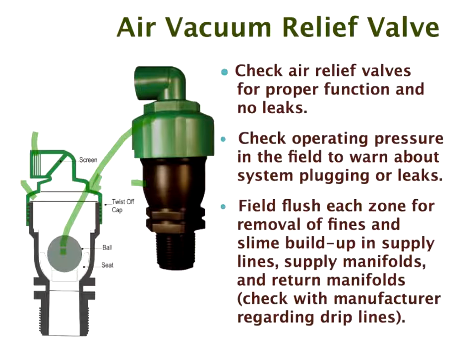So here we've got: check air relief valves for proper function and no leaks. Check operating pressure in the field, which you can do either here or back at the headworks, depending on how the headworks are set. And field flush each zone for removal of fines and slime buildup. If you want to flush the supply manifold and return manifold, you can do it that way, but you don't need to.